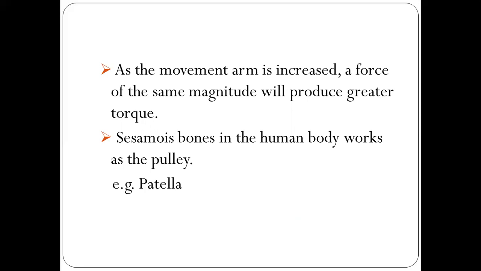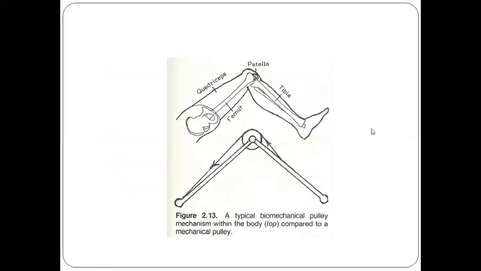Sesamoid bones in the human body work as pulleys. The example for that is the patella, as the patella is the biggest sesamoid bone and the best example for the pulley system. So here, this is the comparison of the anatomical pulley with the mechanical one. Here, this is the patella, and here the quadriceps belly lies parallel to the femur, and the quadriceps tendon attaches to the tibial tubercle passing over the patella.